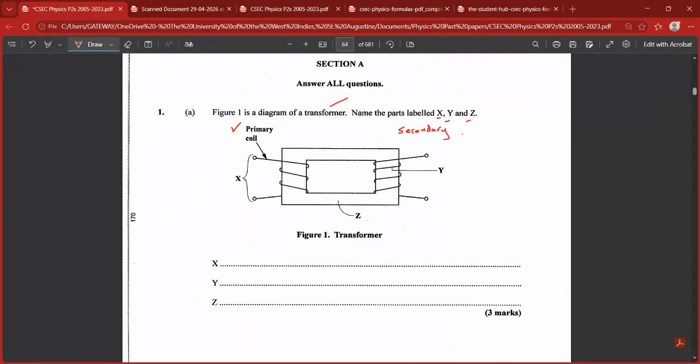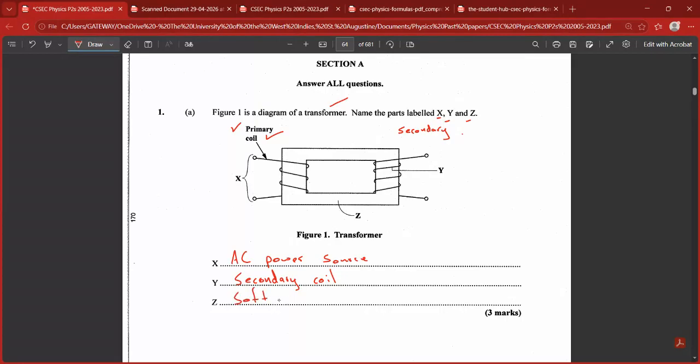Right, they want to know what is X. Well, X will be the AC power source, the AC power source. Y, well, if this side here is the primary coil, then Y should be the secondary coil. In this case, the secondary coil looks like it has more turns than the primary, right? Z will be known as the soft iron core.